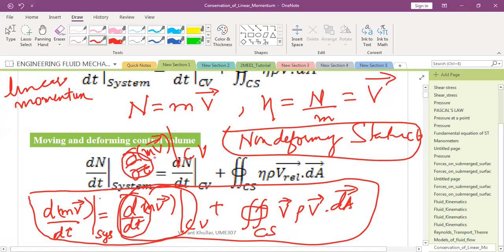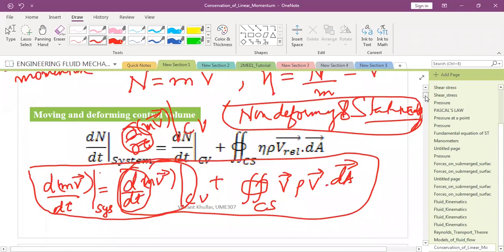It is written there, non-deforming and stationary. Non-deforming and stationary. Any doubts to anyone?